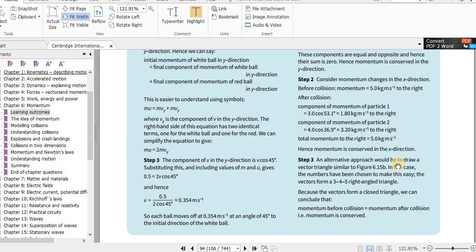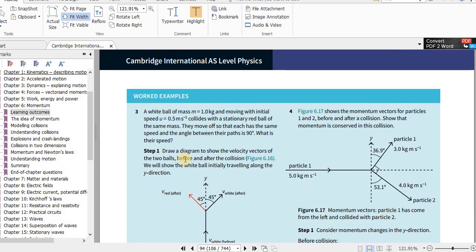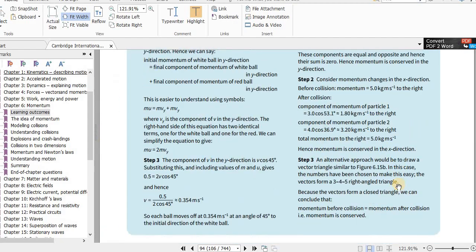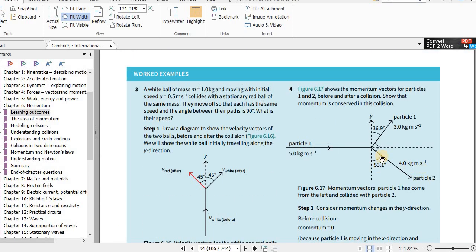An alternative approach would be to draw a vector triangle similar to figure 6.15b. In this case the numbers have been chosen to make this easy. The vectors form a 3, 4, 5 right angle triangle. Because the vectors form a closed triangle, we can conclude that momentum before collision equals momentum after collision, that is, momentum is conserved. See, 3, 4, this one we can form the 5.